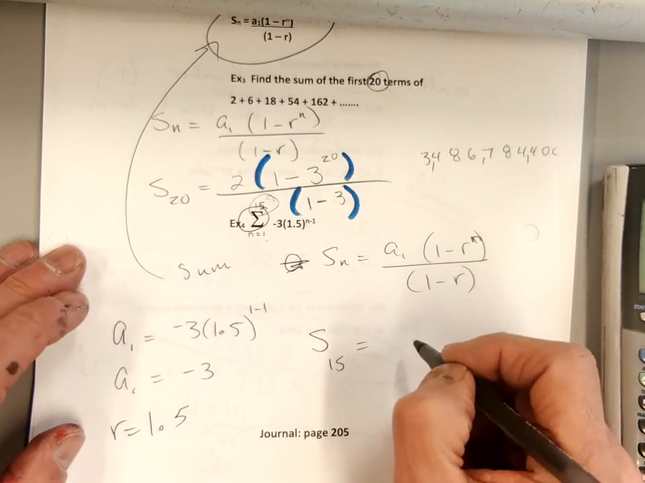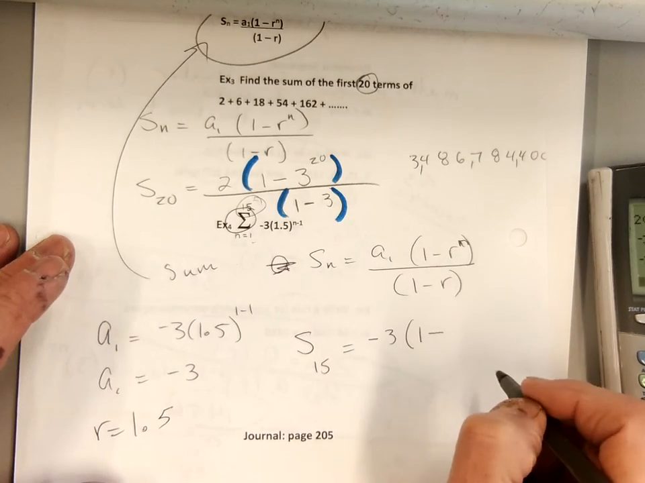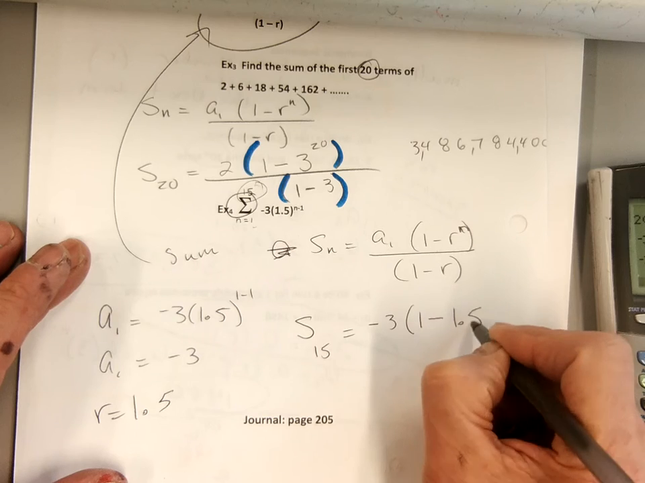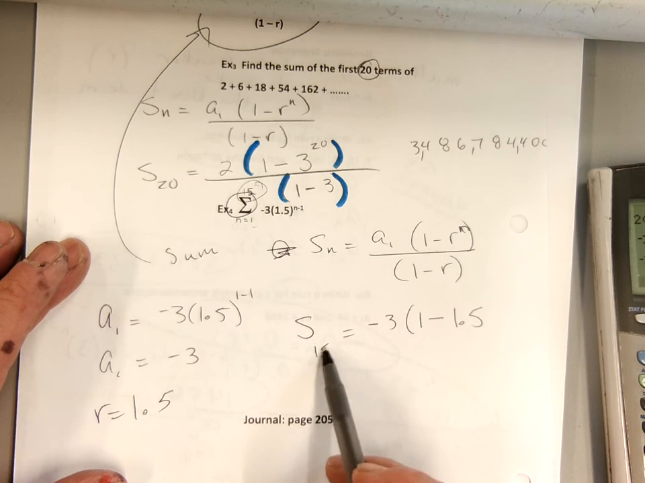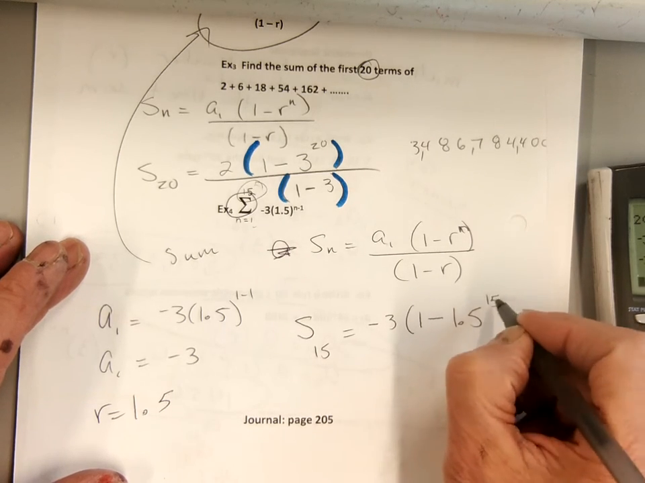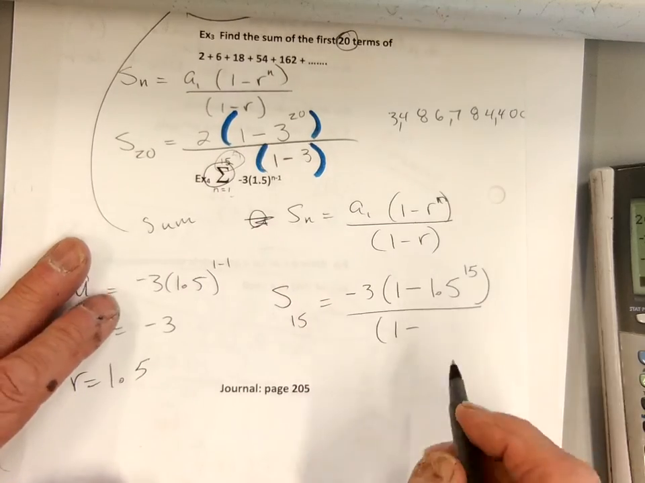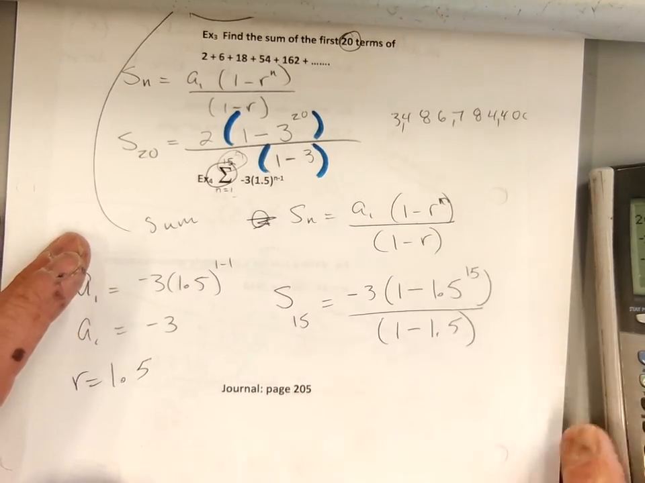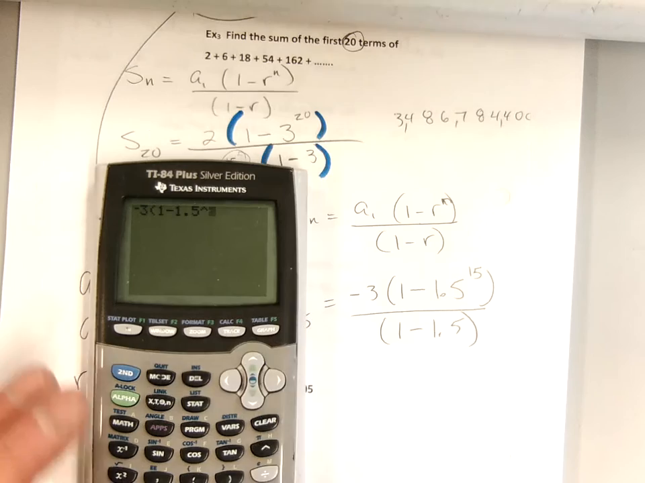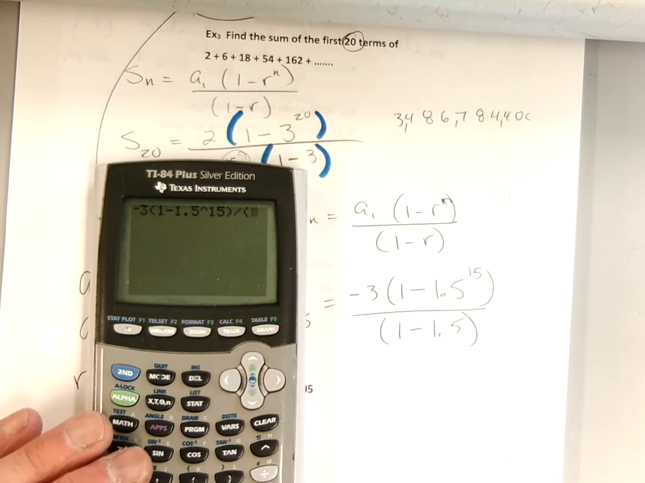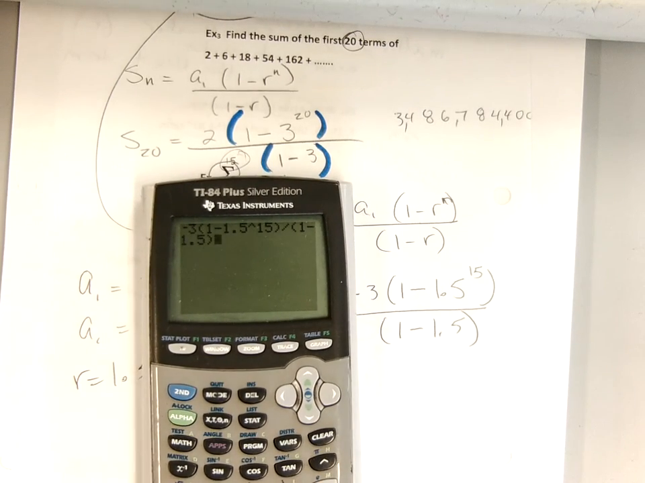A1, what's my first term? Okay, 1 minus, what's my multiplier? 1.5 is my ratio to the what power? 15. Isn't that what N is? Yeah, and then divided by, what's my multiplier? 1 minus 1.5. So, see if we can get it. Negative 3, parentheses, 1 subtract 1.5 to the power of 15, parentheses, divided by parentheses, 1 subtract 1.5, okay? Put it in the calculator, make sure you have the parentheses in the right places. The parentheses are really important.